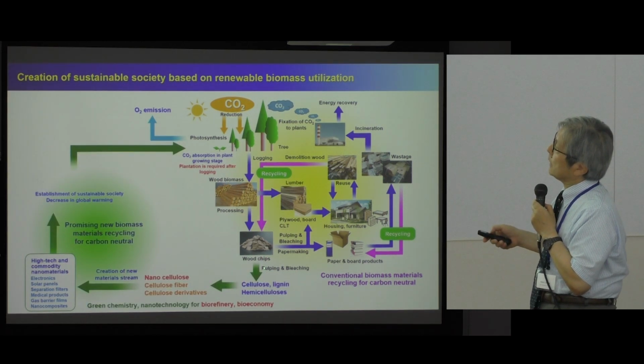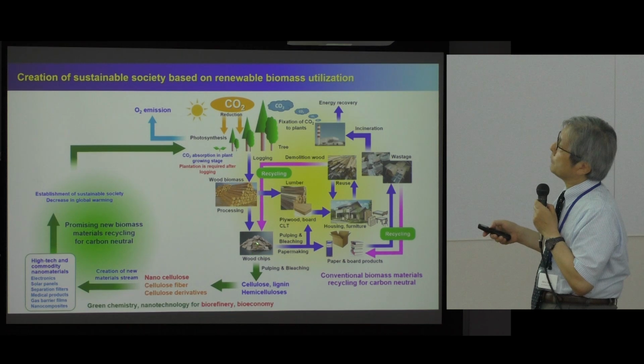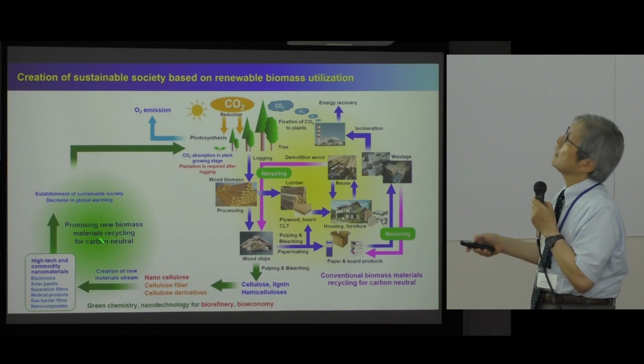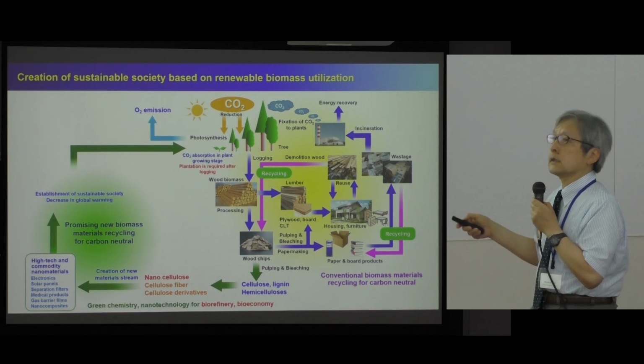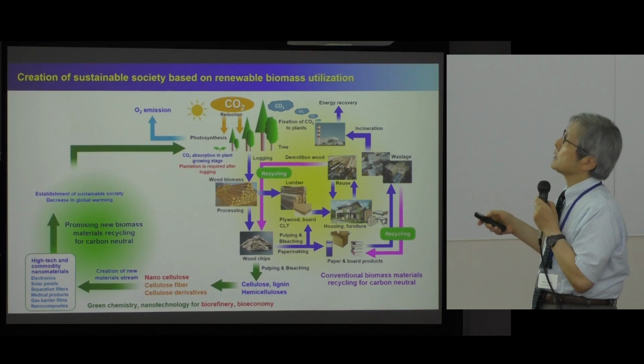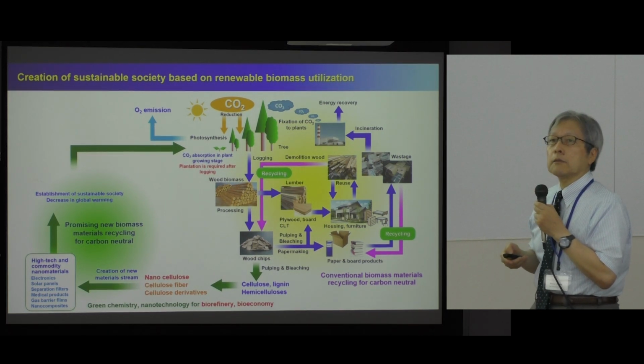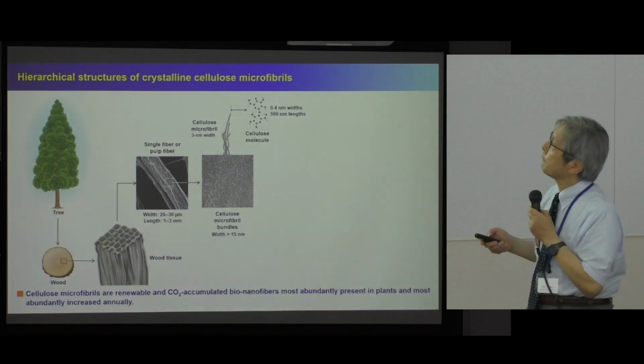So if we can use about 50% of wood components or plant components in another new cycle, we can enhance the CO2 accumulation more efficiently. Especially, we have sufficient amounts of forestry.